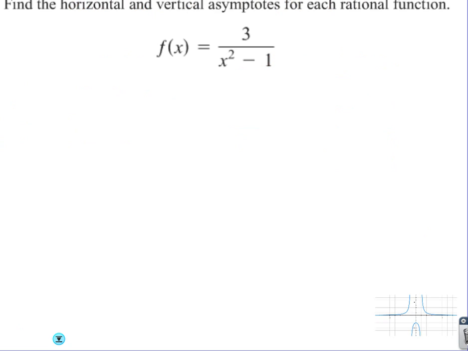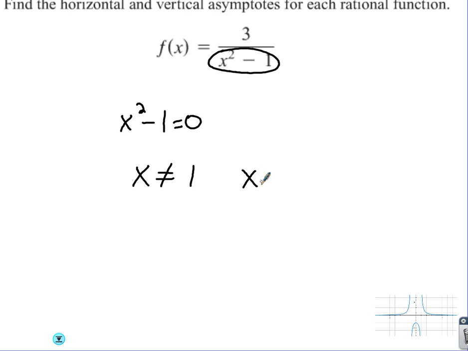Okay, so now, here we go. Find all horizontal and vertical asymptotes for each rational function. To find vertical asymptotes, set the bottom equal to 0. x squared minus 1 equals 0. What 2 values, and there are 2, can x not equal there? x cannot equal 1, and x cannot equal -1.